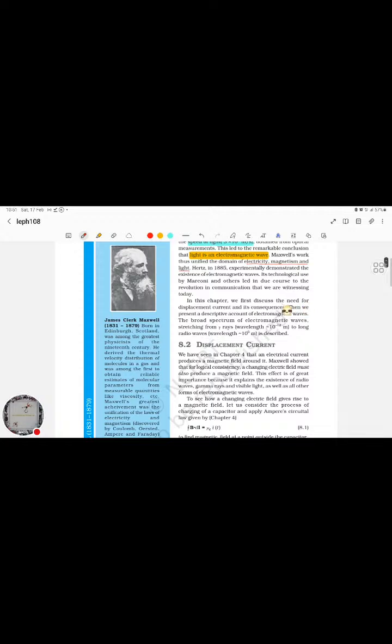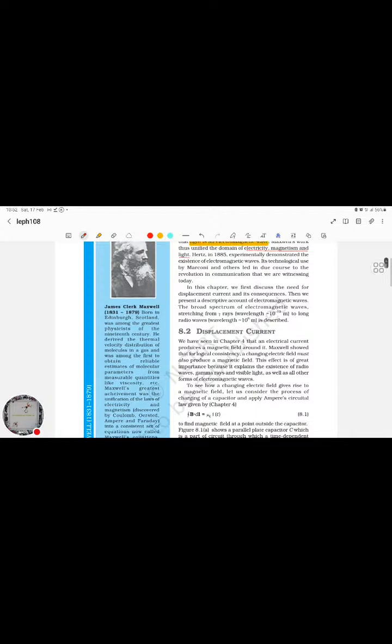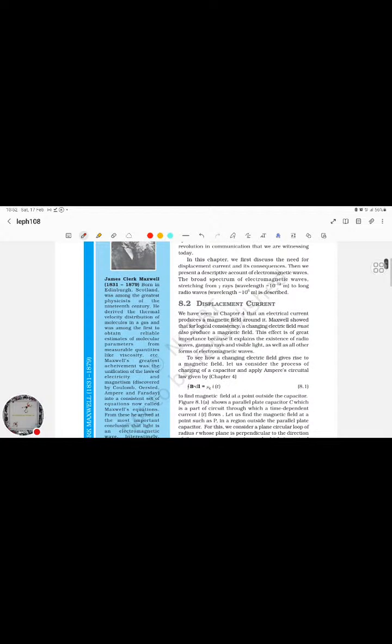In this chapter, we first discuss the need for displacement current and its consequences. Then we present a descriptive account of electromagnetic waves. So in this chapter, we will start with the displacement current, why it exists, and we will enter into electromagnetic waves and give a description of them. The broad spectrum of electromagnetic waves stretching from gamma rays to long radio waves is described. And then further on we will broadly look at different variations in electromagnetic waves in the regions according to the wavelengths, and the different uses according to the wavelength.